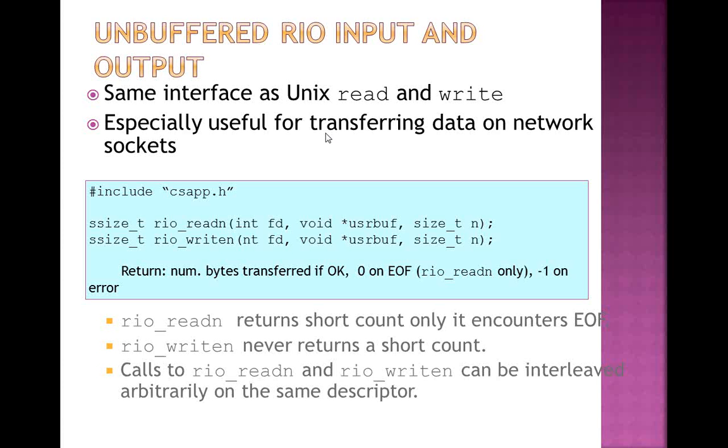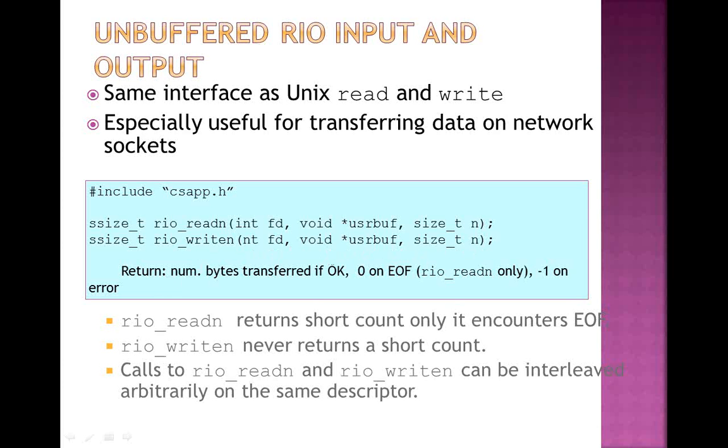This is the example. One is ssize_t rio_readn, and one is used for writing. The same arguments are used: one is fd, one is the pointer, that is the user buffer, and one is size_t n. The next line is used for writing purposes, that is rio_writen, with int fd, void *usrbuf, and size_t n.